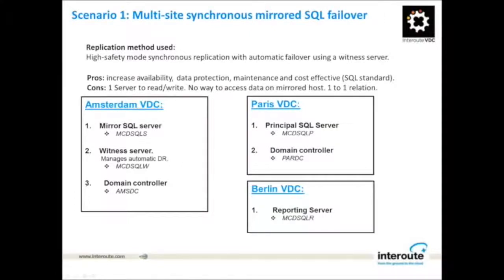The cons are you can only read and write from and to a single server, no way to access the data on a mirrored host. This is different in always-on availability group configuration. We also have a video on that, but not in this scenario.